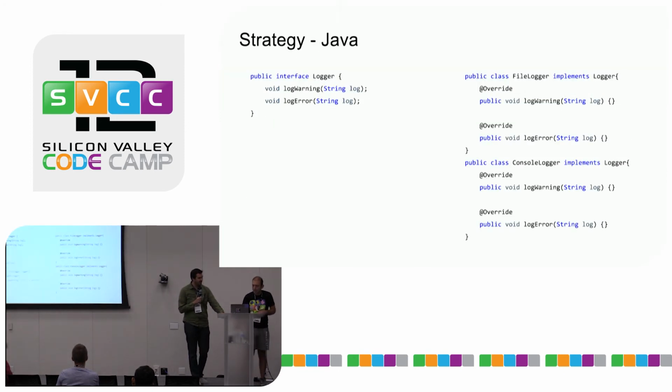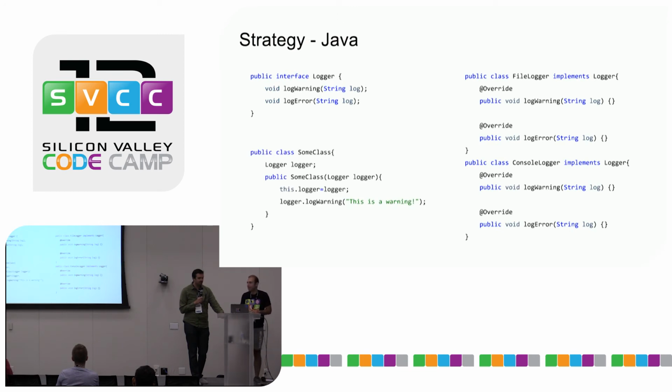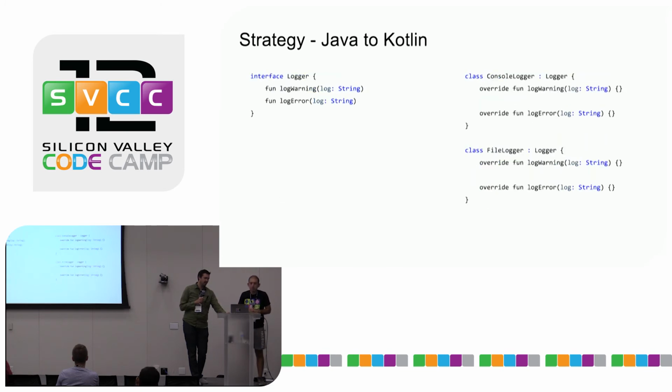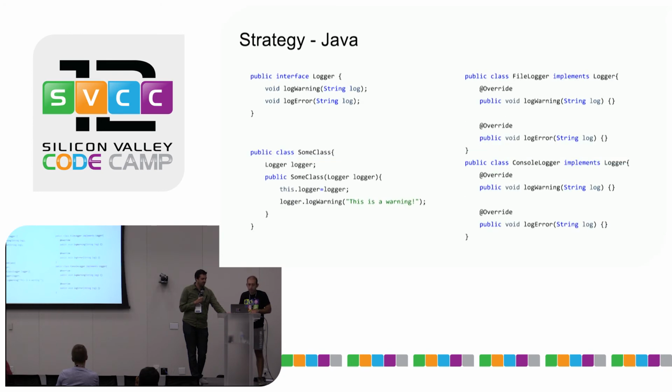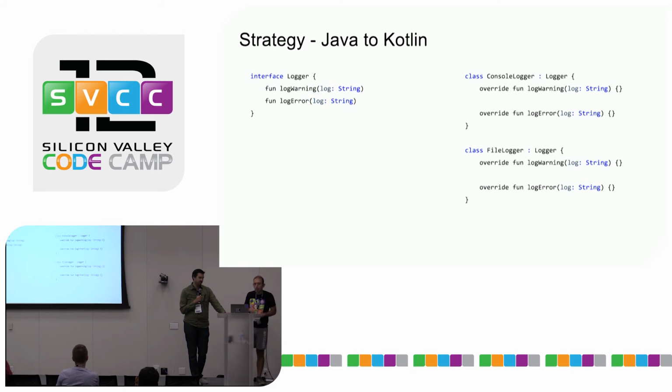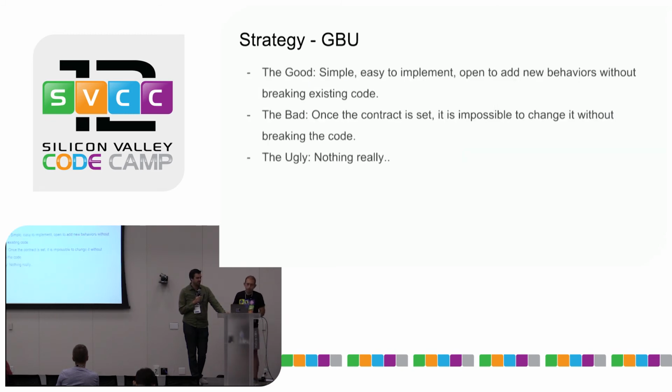I think command is also almost identical to this in terms of what the pattern is. And since it's this simple, you don't expect anything very different when you convert it to Kotlin. There's some very small amount of syntactic sugar, but it's almost the same.